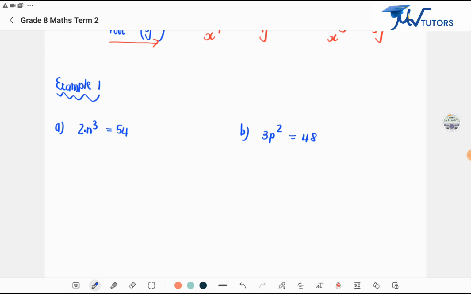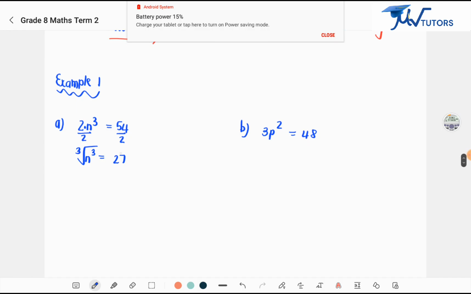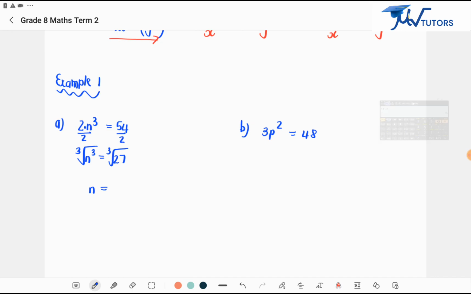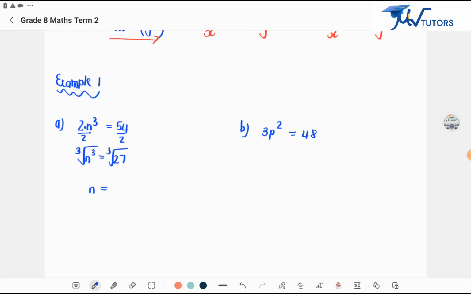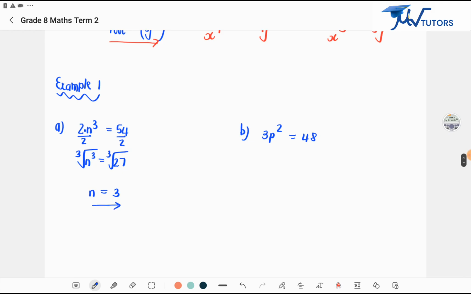Firstly, we have 2 multiplied by n cubed. The inverse of multiplying is dividing. So we have n cubed is equal to 27. And then, in order to get rid of the cube, we're going to use a cube root. So n, and you can even use a calculator here. You're going to say shift, and there we have the cube root. Alright, you can see it over there. So the cube root of 27 is simply 3. Okay, so there we have n is equal to 3.